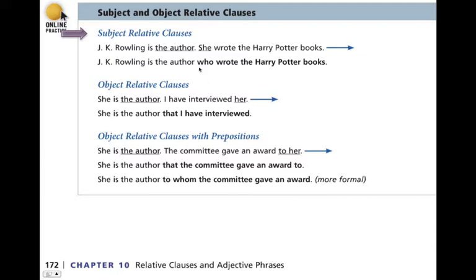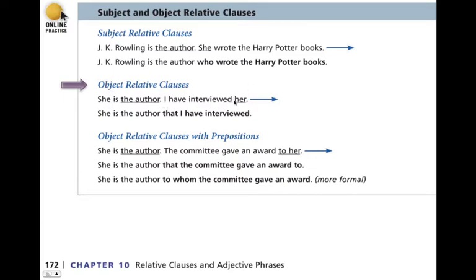Here we have who as a subject relative pronoun. It's the subject of the verb wrote. That's a VT, a verb that's transitive. And it has an object, books. Which books? The Harry Potter books. Who wrote? This word who refers back to the author, J.K. Rowling.